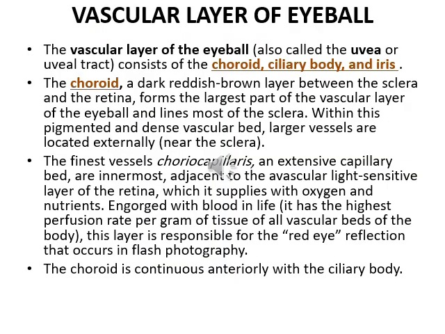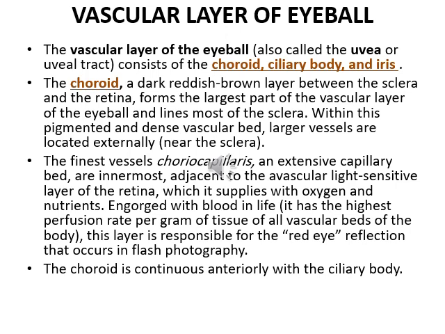The middle vascular layer of the eyeball is made up of the iris, ciliary body, and choroid. The choroid is the posterior part. It lies between the retina and the sclera. The choroid is a red-brown layer. It's rich with vascular blood supply, very rich.